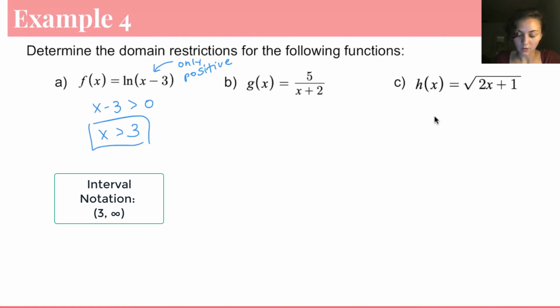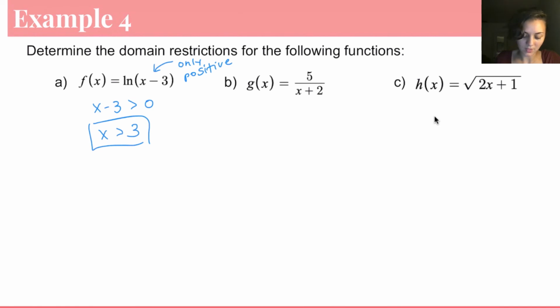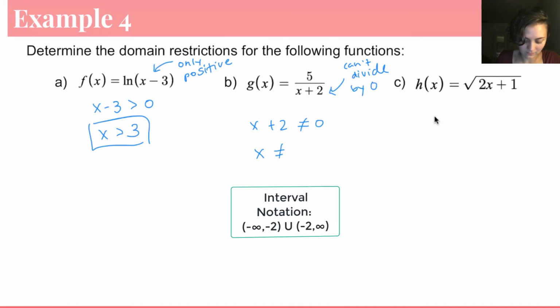For a reciprocal function, remember the denominator cannot equal 0, so you can't divide by 0. So that means x plus 2 cannot equal 0, which means x cannot be -2. That is my domain restriction. So it's all real numbers except x cannot equal -2.